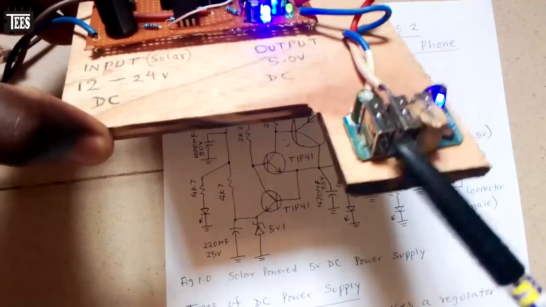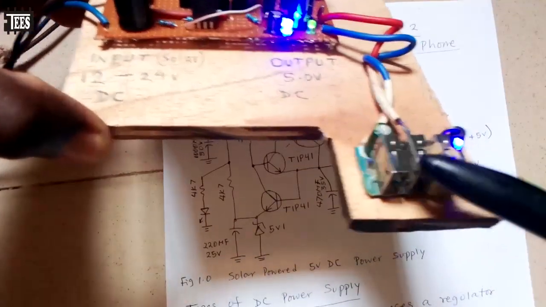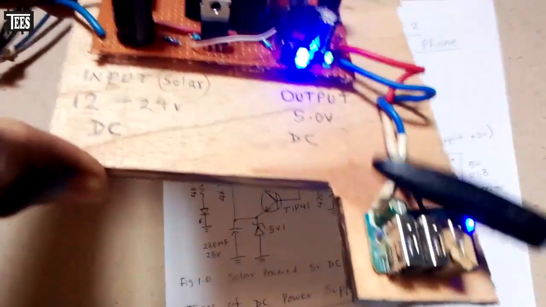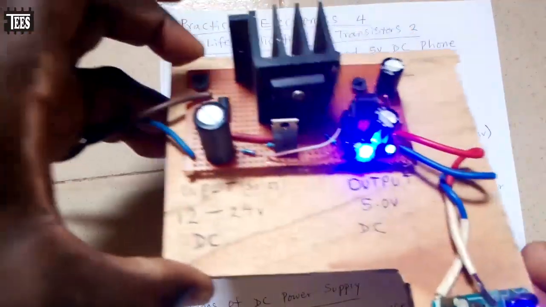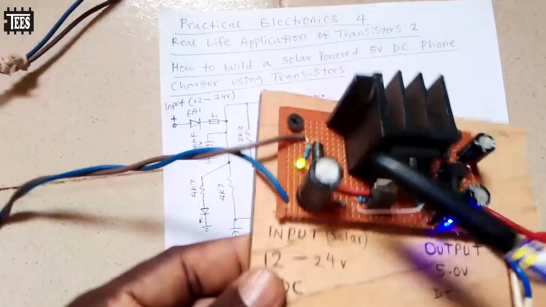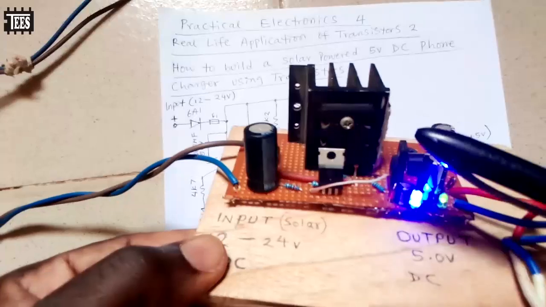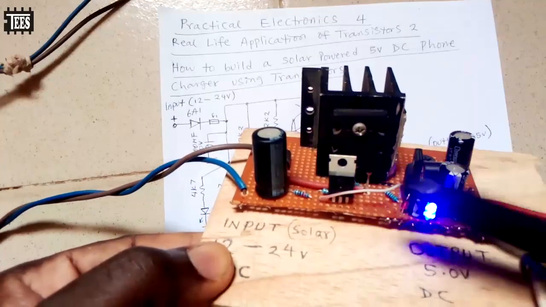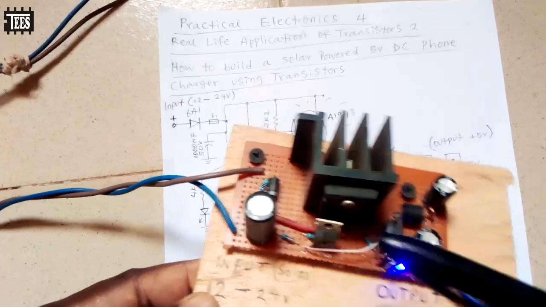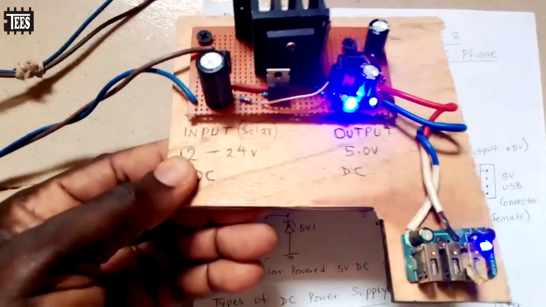What you are seeing here are USB ports. If you have a bad charger, you don't need to throw it away. Keep it and look at the USB ports. You can salvage them from a condemned phone charger, and some of these components you can get from your scrap container. What you don't have, you can buy from the market.